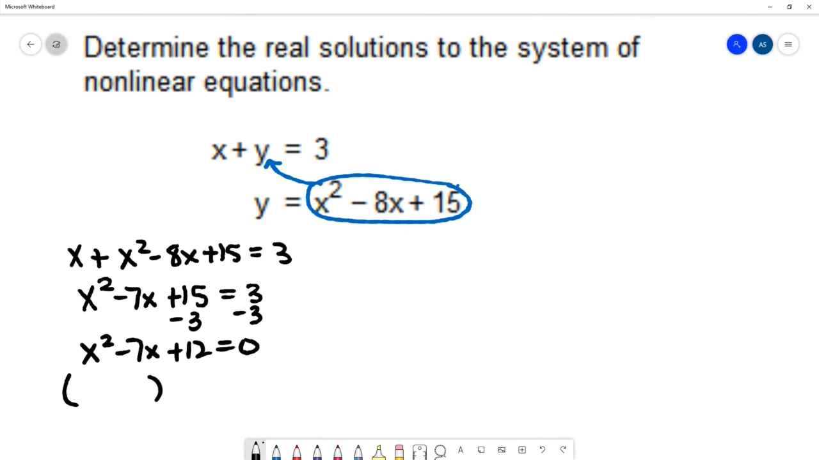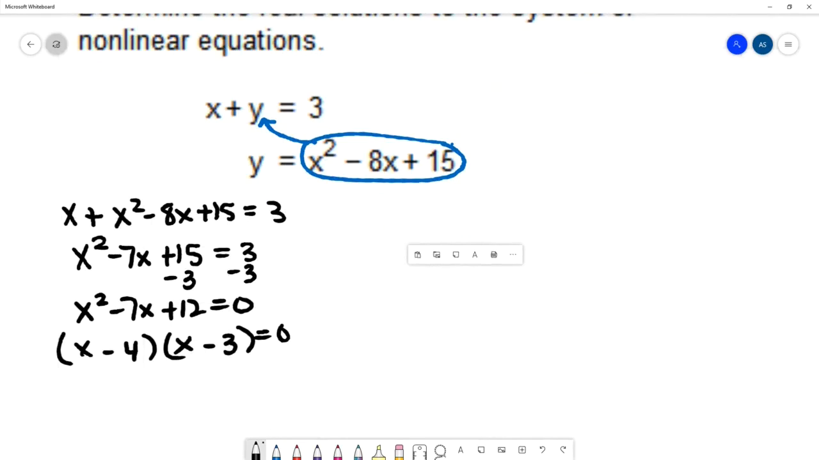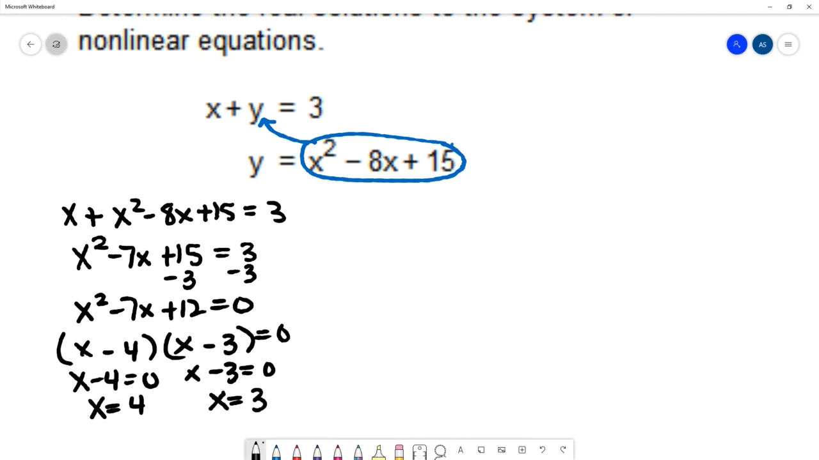I can factor. X times x is x squared. 4 times 3 will give me 12. I need them to both be negative to get that negative 7 in the middle. So I have it factored to be x minus 4 times x minus 3 equals 0. Let's set each factor equal to 0. X minus 4 equals 0 gives x equals 4. X minus 3 equals 0 gives x equals 3.